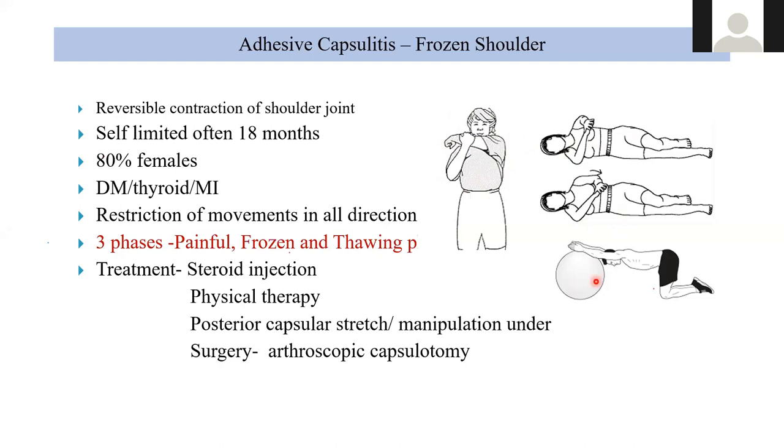There are the sleeper stretches and also stretching of the anterior capsule. All of these are gentle exercises which can be done at home. These are the common exercises for frozen shoulders. There are manipulation techniques also. If there is no response to conservative management, in recalcitrant cases, the patient can be offered arthroscopic capsulotomy to ease the range of movement.